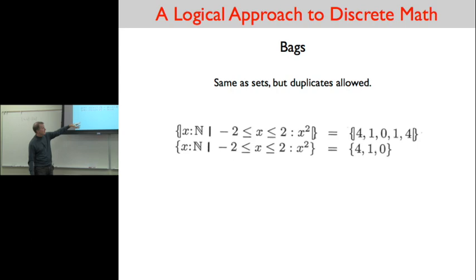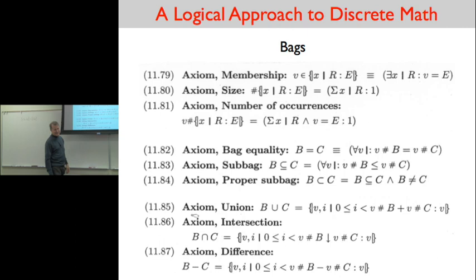Now, here's a bunch of axioms. They've got axiom membership, axiom size, axiom number of occurrences. Oh, look at 11.81, axiom number of occurrences. Check it out. It's the sum over x in the range r and v equals e of 1. So duplicates are allowed. We've got bag equality, sub bag, proper sub bags. We're not doing these, I'm just showing this to you for fun. And an axiom union, intersection, bag difference.